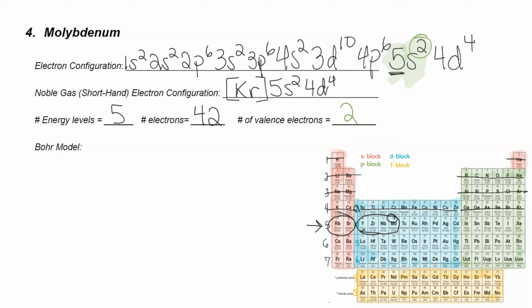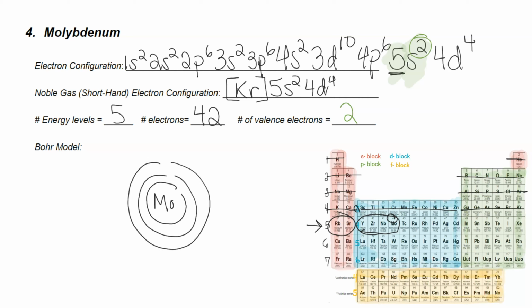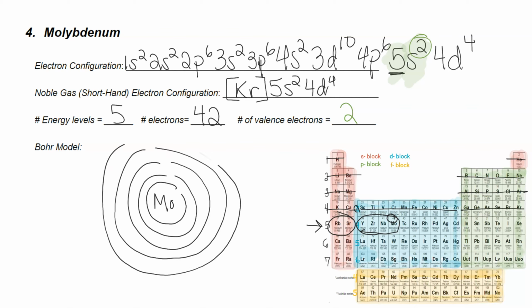Okay, molybdenum's chemical symbol is Mo, and this time we need 5 rings. I'm going to have to be really neat here. 1, 2, 3, 4, and last but not least, 5 rings in our Bohr model.